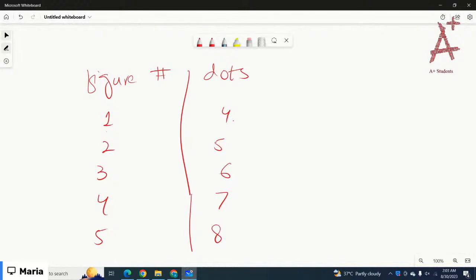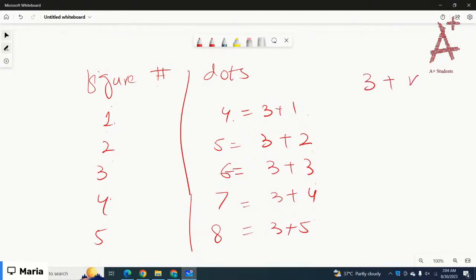Okay, so you can see this one. Here you have 1 that equals 3 plus 1. Here you have 2 that equals 5. 3 plus 2. Here you have 3 plus 3 makes 6. 3 plus 4 makes 7. 3 plus 5 makes 8, right? That means this one, 1, 2, 3, 4, is the same as the figure number, right? So for example, we represent the figure number by n. So it would be 3 plus n, right?